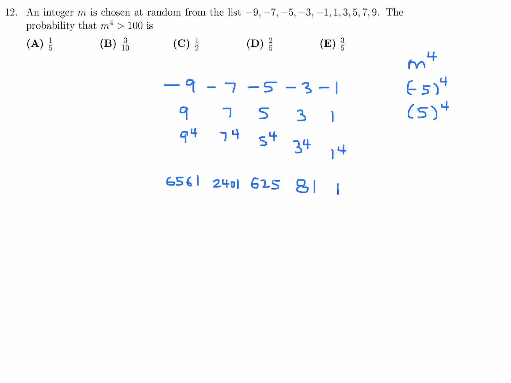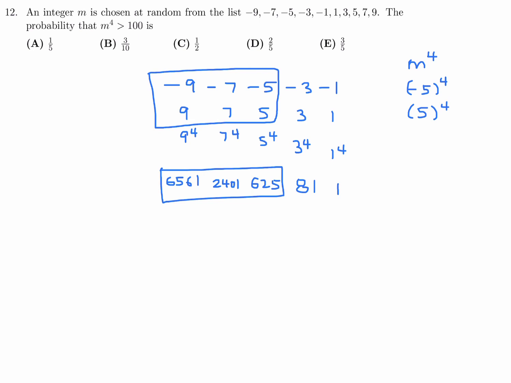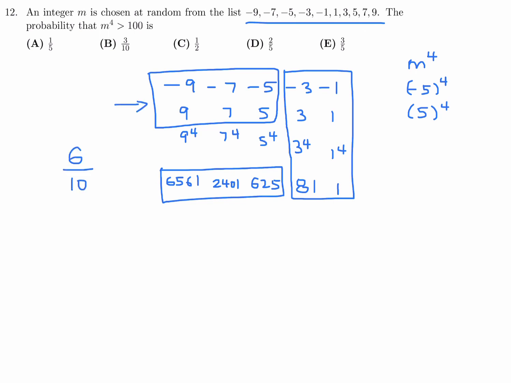So the ones that are greater than 100, which is what they want, are these guys right here. Negative 9, 9, negative 7, 7, negative 5, and 5. They will give results that are greater than 100. These ones will not. So of the 10 numbers, these 6 will give a result that is greater than 100. So the probability is 6 over 10. And of course, in lowest terms, that's 3 over 5. So number 12, the answer is E.